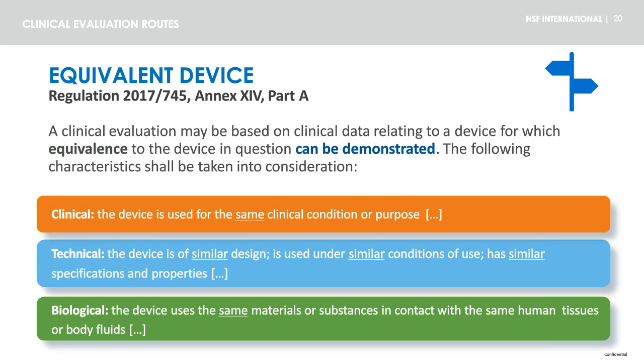According to Annex 14, Part A of the regulation, equivalent devices should share clinical, technical, and biological characteristics. Basically, most clinical and biological characteristics should be the same. Same clinical condition or purpose, same site in the body, same kind of user, same materials or substance in contact with human tissues or body fluids. And technical characteristics should be at least similar.